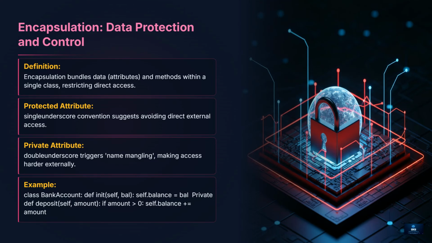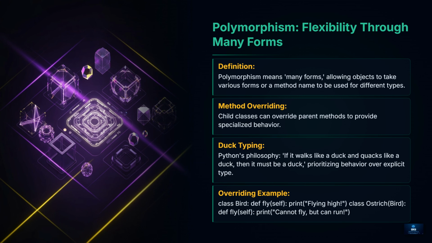and preventing misuse. Polymorphism, meaning many forms, is a cornerstone of flexible and dynamic programming. It allows objects of different types to be treated uniformly through a common interface. We see this in method overriding, where child classes adapt a parent's method to their specific needs. Python also embraces duck typing, where an object's behavior, not its explicit type, determines its compatibility. If it has the necessary methods, it's good to go, making our code incredibly adaptable.